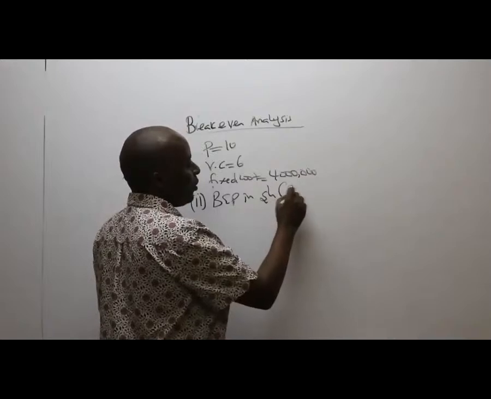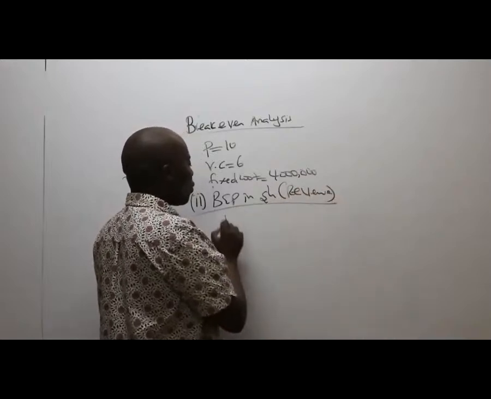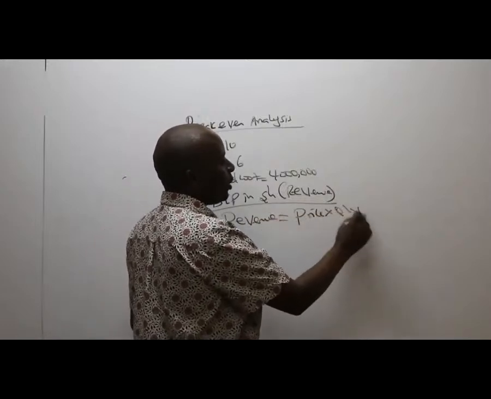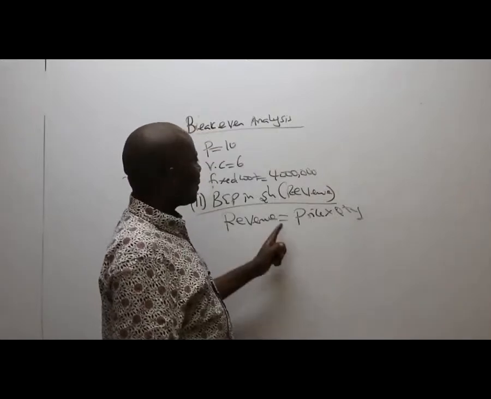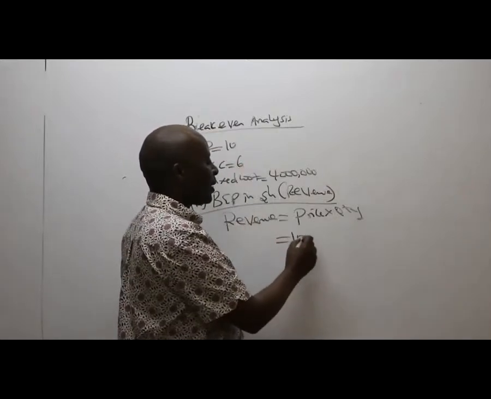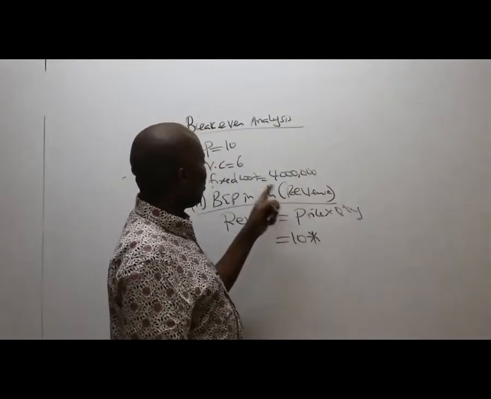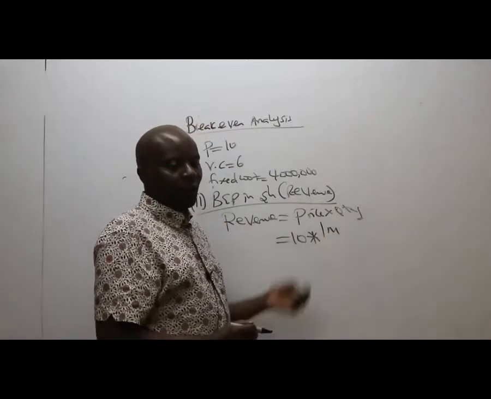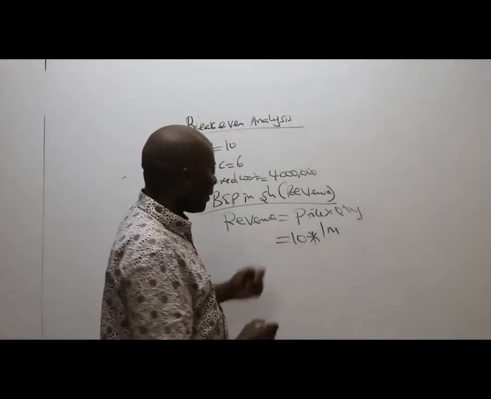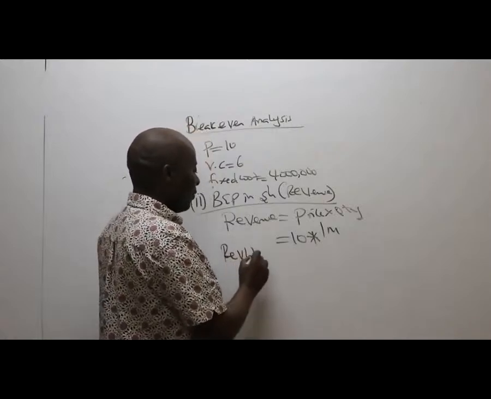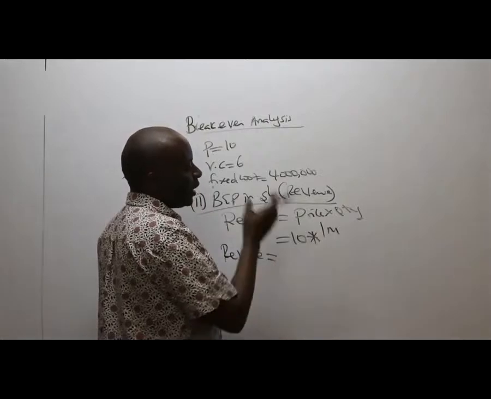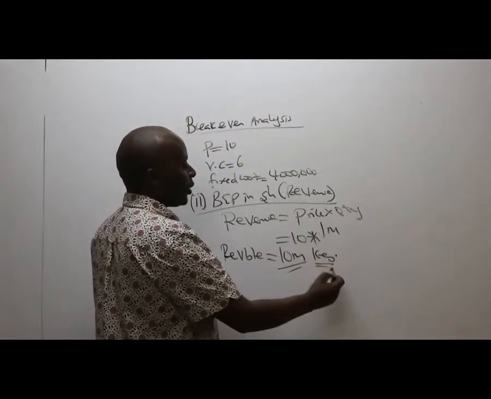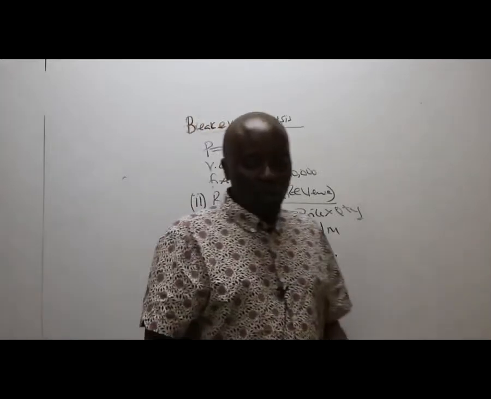Of course, this is revenue. For us to get revenue, we normally take price times quantity sold. Do we have the selling price? Yes, the selling price is 10, times the quantity sold, which you told me from the question above is 1 million units at break even. So at break even, we take the selling price times quantity at break even, which gives us 10 million Kenya shillings.